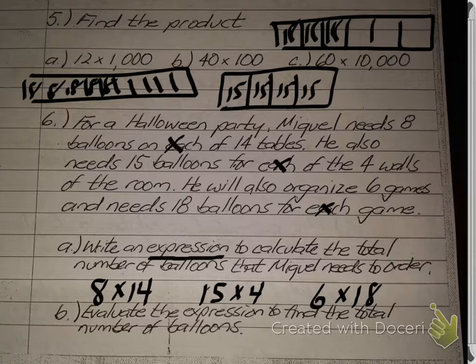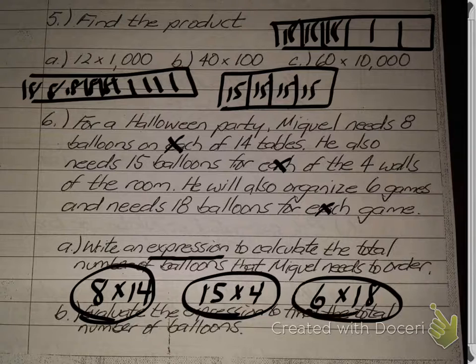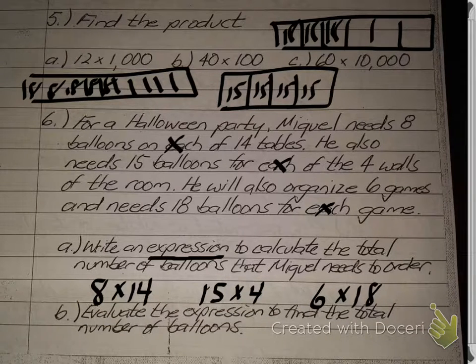So first of all we have what he needs for the tables, then for the walls, then for the games. And then when we get done, we just have to add up how many he needs for each one. So 8 times 14 plus 15 times 4 plus 6 times 18. So that is our expression to find out the total. So we broke it into bits, and once we do each multiplication, because we have groups, and when we have groups, it's usually multiplying or dividing. And each, of course, usually tells us that we're going to divide or multiply again there. So that is going to be the answer for A.